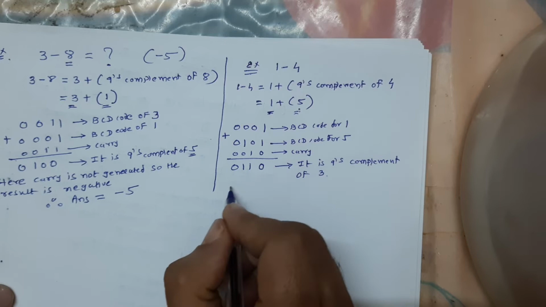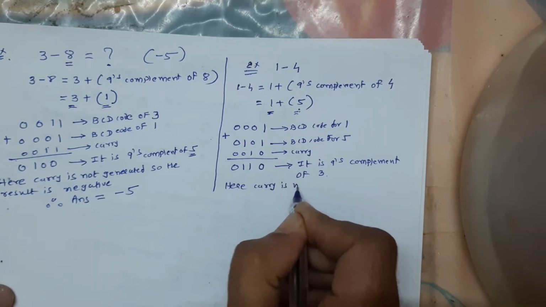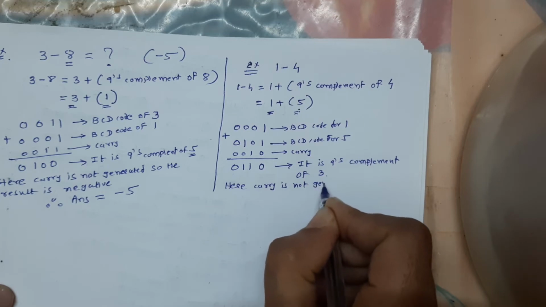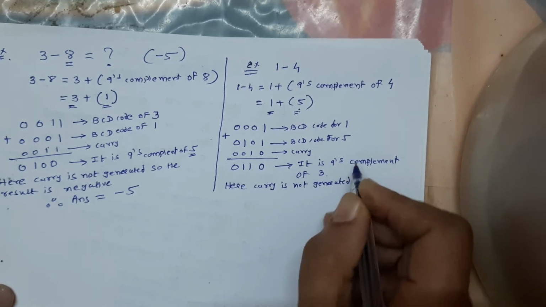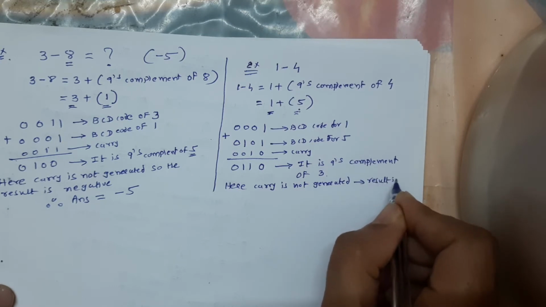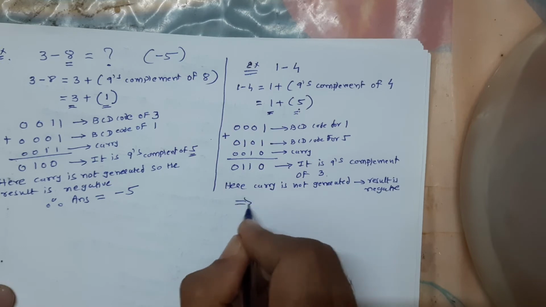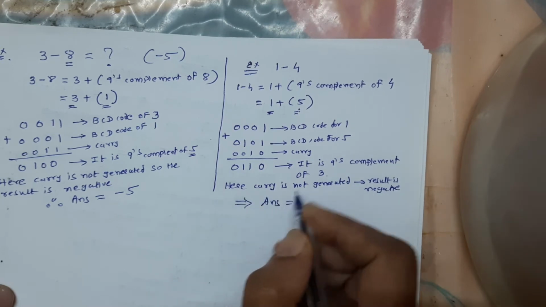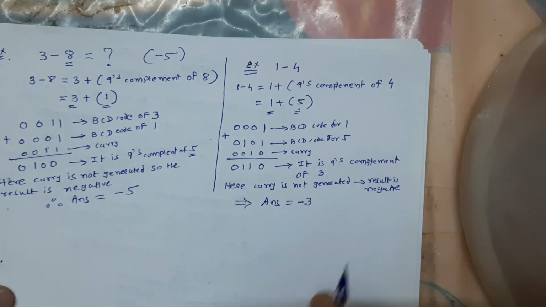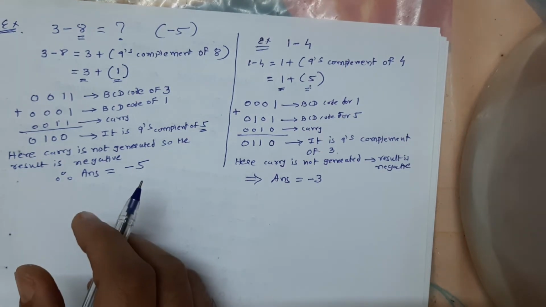Carry is not generated here. Carry is not generated. Hence, the result is negative. Therefore, the answer is equal to minus 3. So in this way, we can subtract BCD numbers with the help of 9's complement.